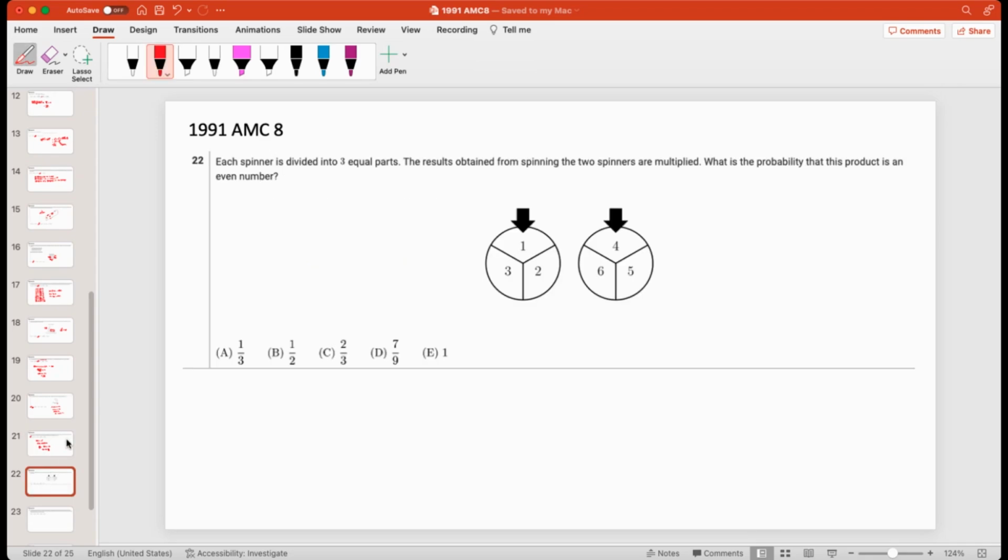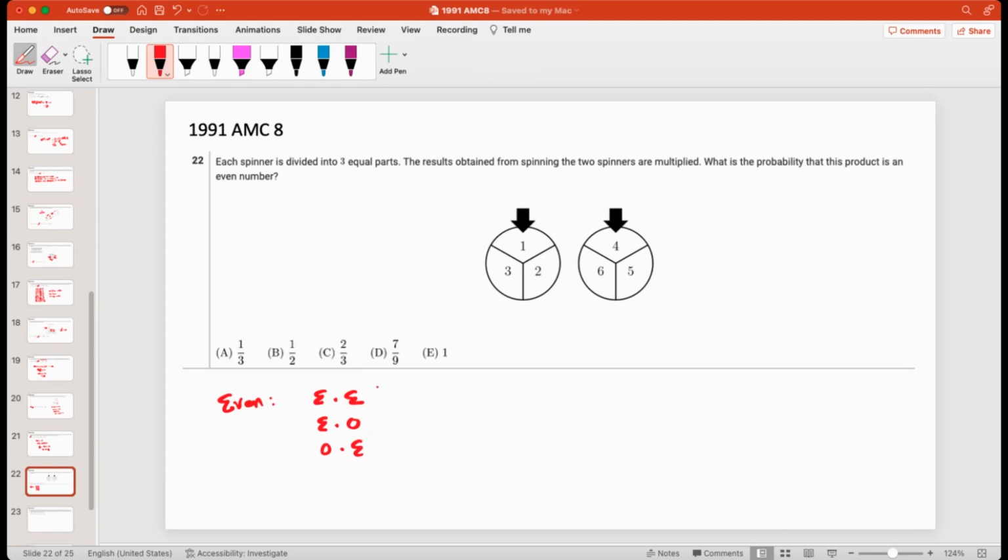Going to the next one. Each spinner is divided into 3 parts. The results obtained from spinning the 2 spinners are multiplied. What is the probability that the product is an even number? For even, we can have even into even is even, correct? Then we can have even into odd is even, and odd into even is also even. But odd into odd is not even, so that will not come.